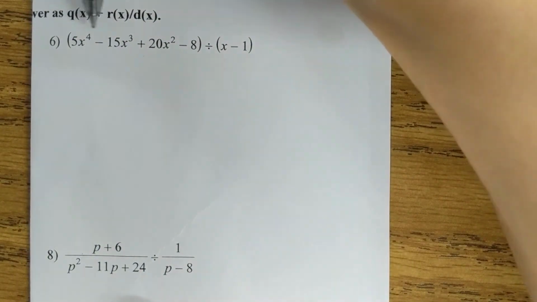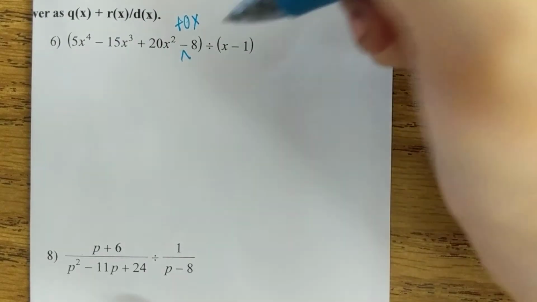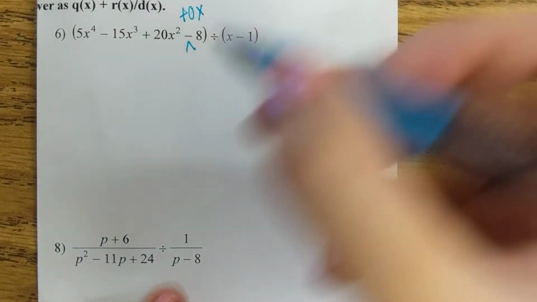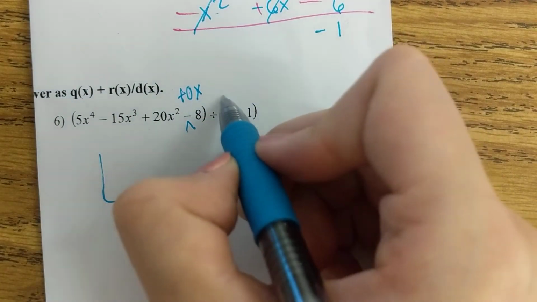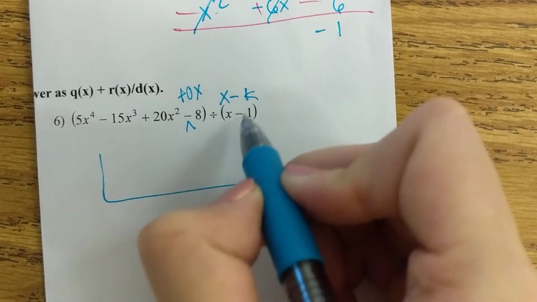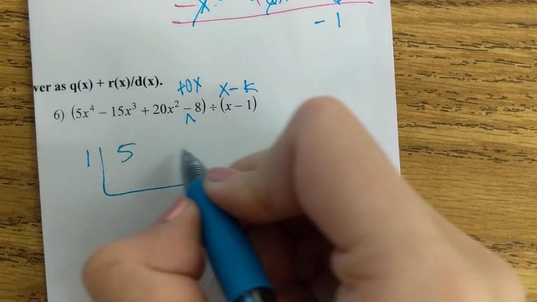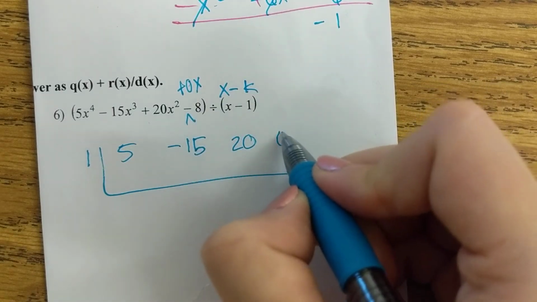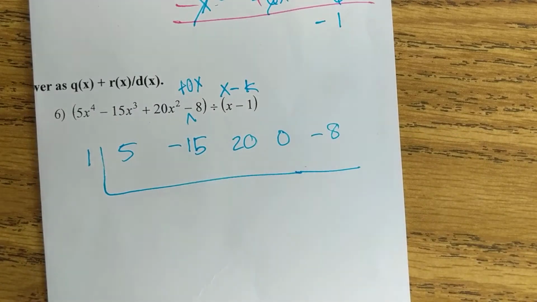All right, check for missing powers. 4, 3, 2, plus 0x, and then minus 8, and that's the 0 term. Okay, so don't forget the 0 here. Draw your L, x minus, well, of course, 1 is what we're dividing by again. And then you take the coefficients, 5, negative 15, 20, 0, and negative 8. If you forget this 0, because there are no x's attached, you'll have no clue, okay? So it's really important for synthetic division to check.